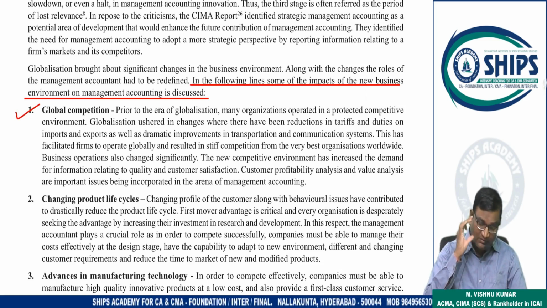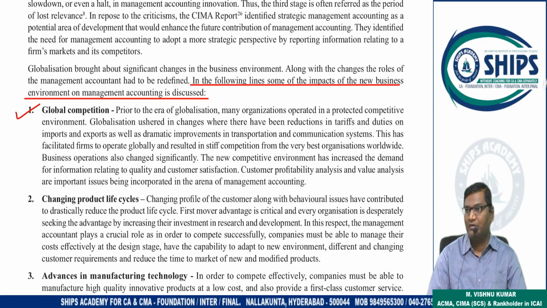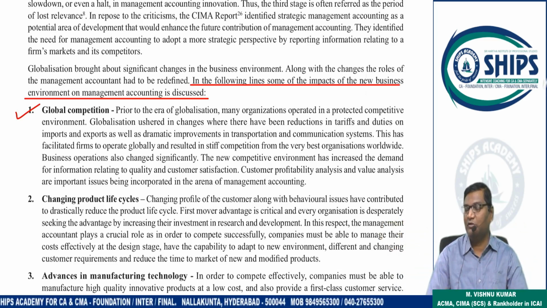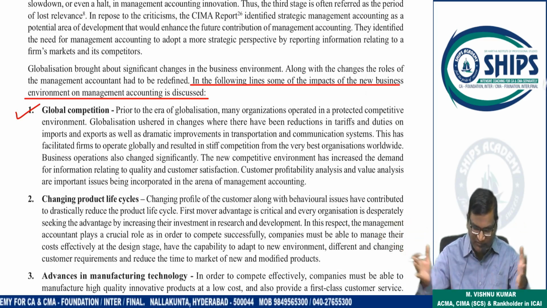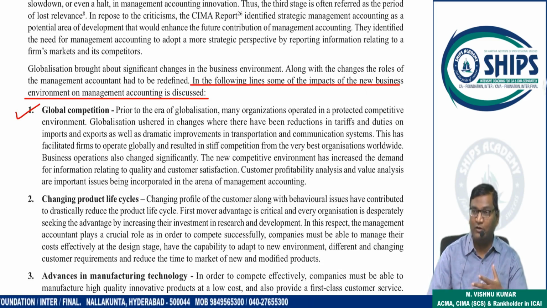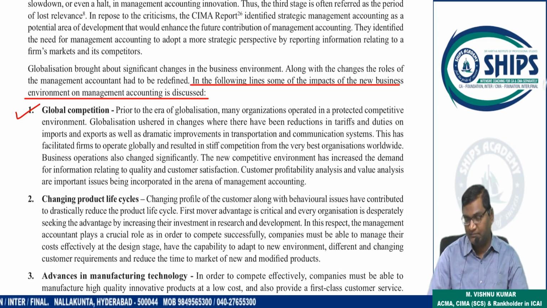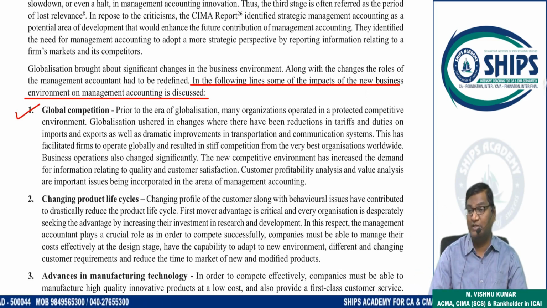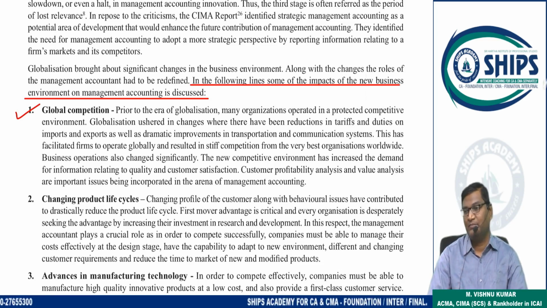So that is what? Global competition. Competition can be domestic also, and competition can be from the rest of the world also. If competition is there from the rest of the world also, then global competition will be there. So in global competition, how to excel, how to succeed, in that area also the management accountant has to work, and he has to advise the management. So the global competition area is also an area of focus.